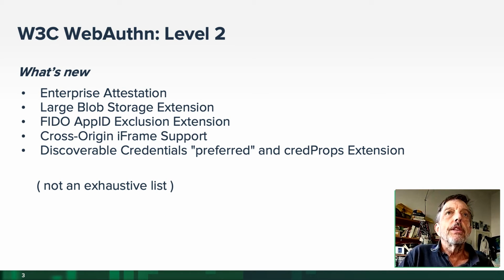So in WebAuthn L2, otherwise known as Level 2, we have the various enhancements. We have enterprise attestation, large blob storage, app ID exclusion, cross-origin iframe support, and discoverable credentials, which can be preferred by the relying party. This is not an exhaustive list.